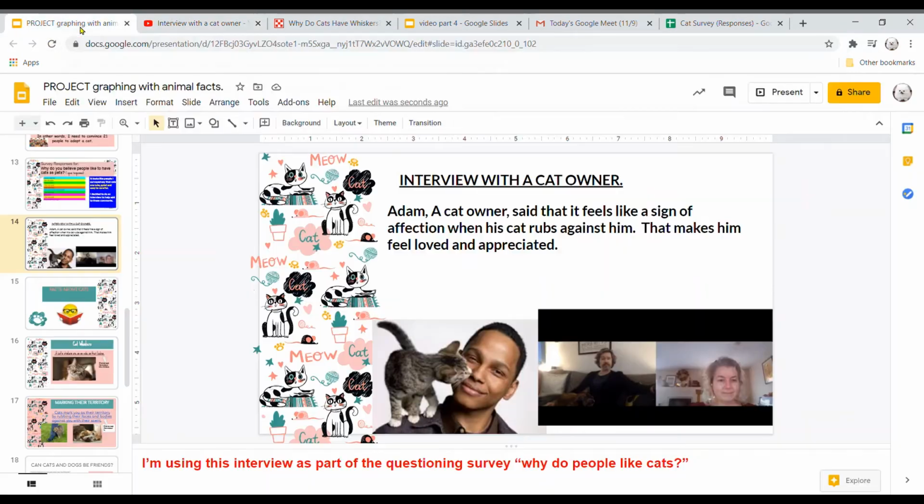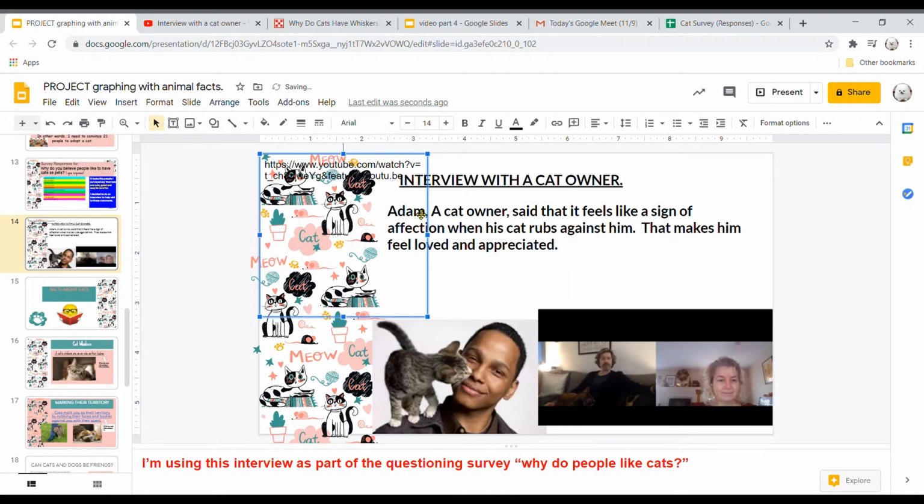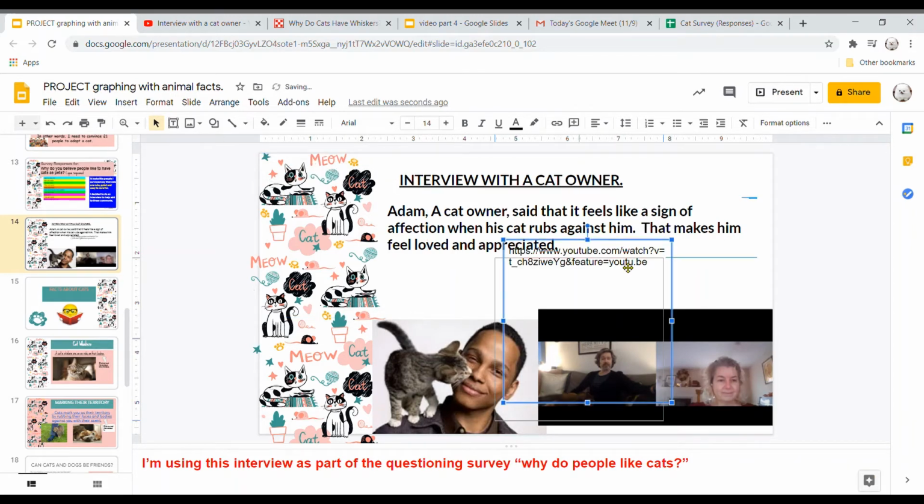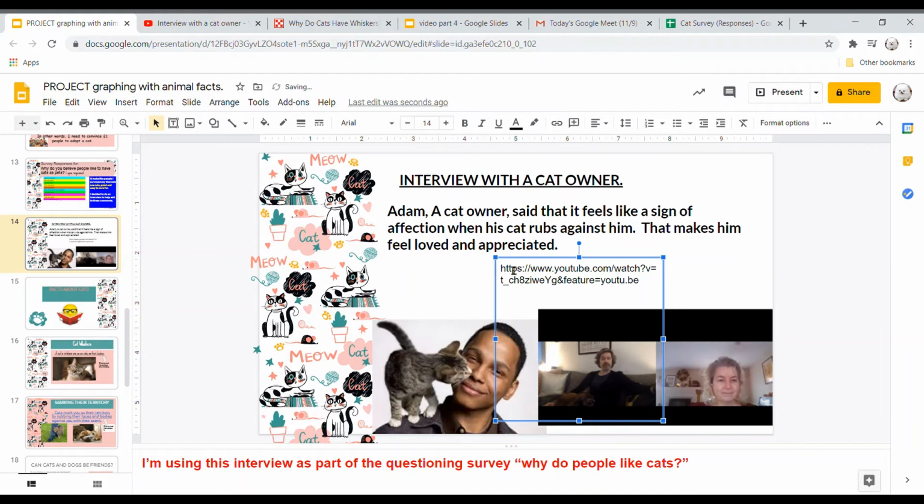the URL, go back to my slide, and now I want to insert it into my slide, but I don't want to have this long URL. If I have this long URL, it's not appealing to your presentation. So let's go ahead and change that.